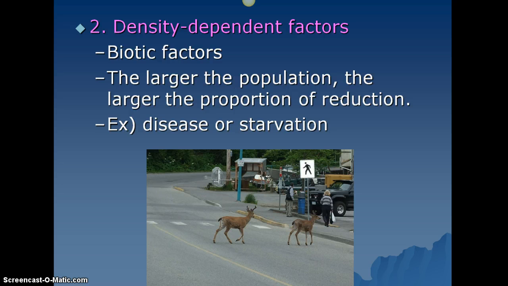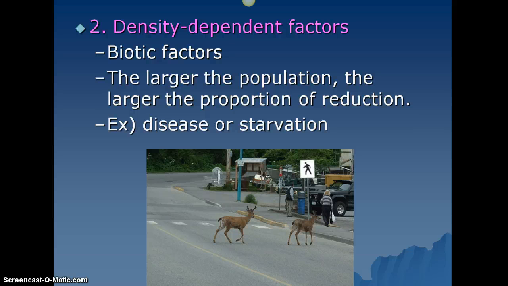A density dependent factor are biotic factors. In this one, the larger the population is, the larger the population will be reduced when this biotic factor comes in. An example is disease or starvation. A great example is a disease. Say the flu comes into a large city like New York. Your chances of getting the flu are very good because you're in very close proximity to other people. You're just in a high population area, and so it's going to affect more people.